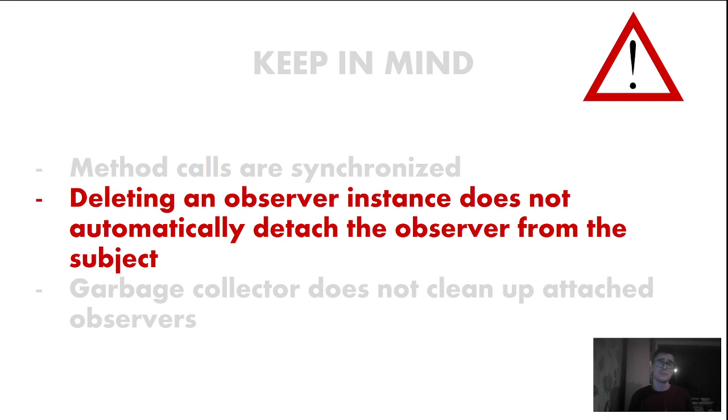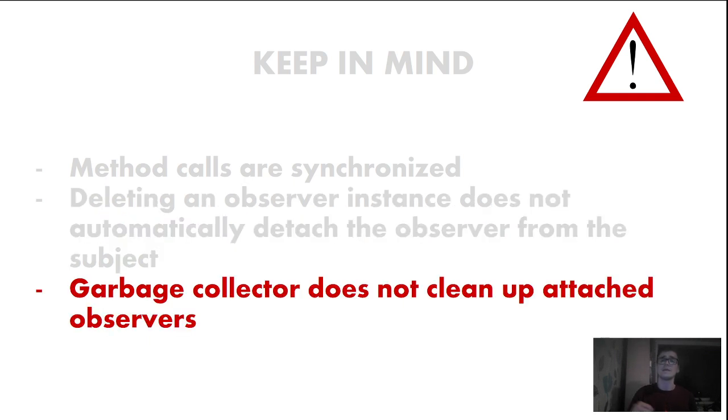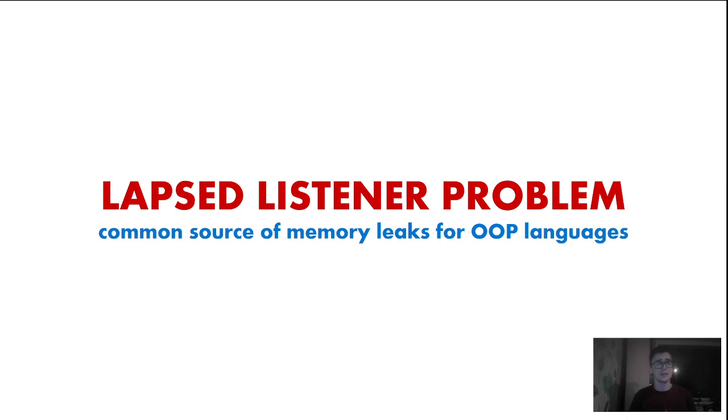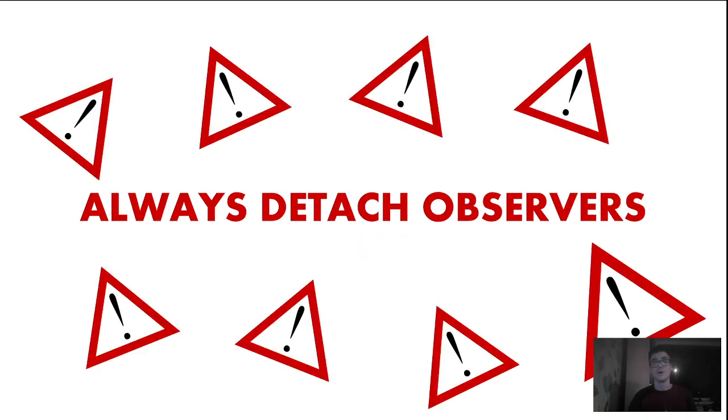And when you delete an observer instance, it doesn't mean that you are automatically detaching the observer from the subject. No, you have to do it yourself manually, and the garbage collector actually does not clean them up. So you have to be careful, because this can lead to the lapsed listener problem, which is a common source of memory leaks for object-oriented languages. And to avoid this problem, you should always detach observers.